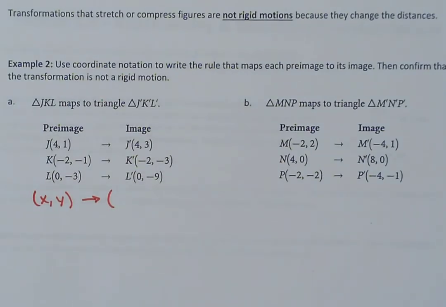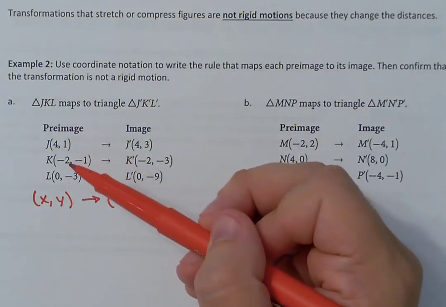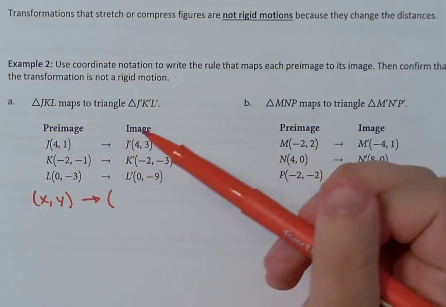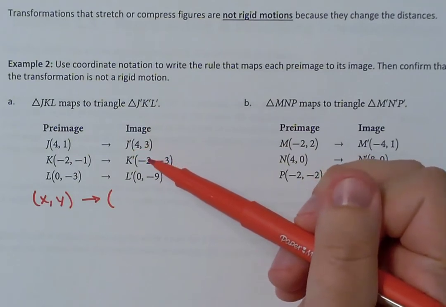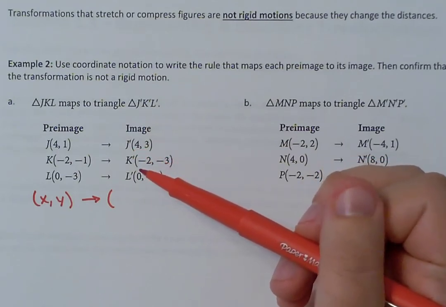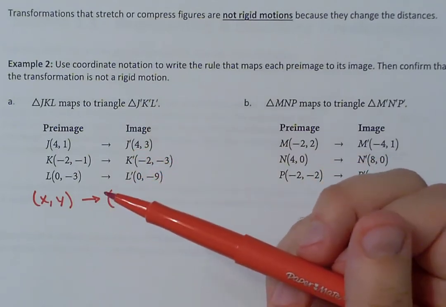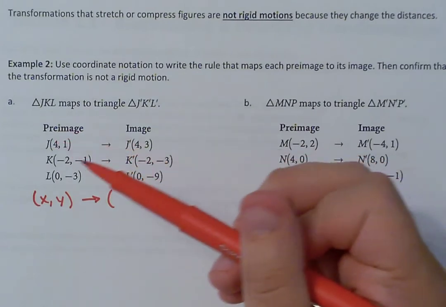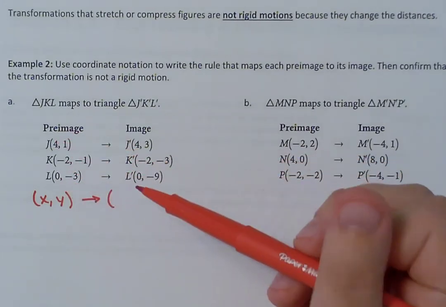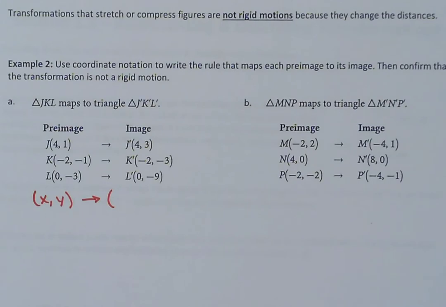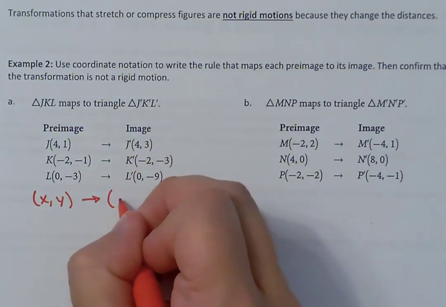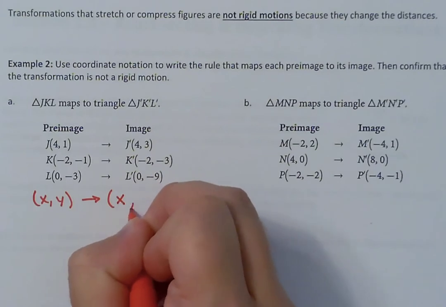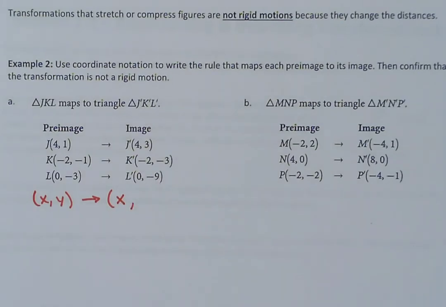So if we take a look at our preimage points for x, it's -4, -2, and 0. And then our image points are 4, -2, and 0. Now, if we look at the change, 4 to 4, -2 to -2, 0 to 0, nothing has changed between these points. So that means we're just going to leave the rule as x because nothing has changed.